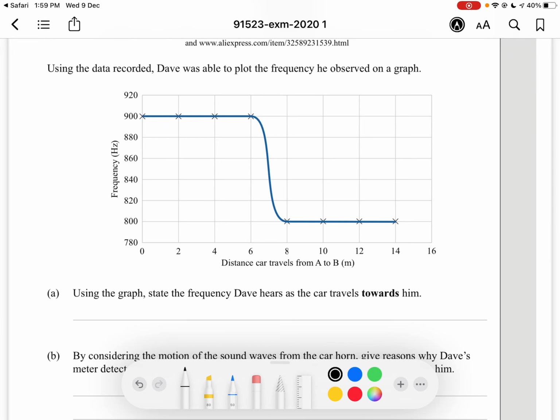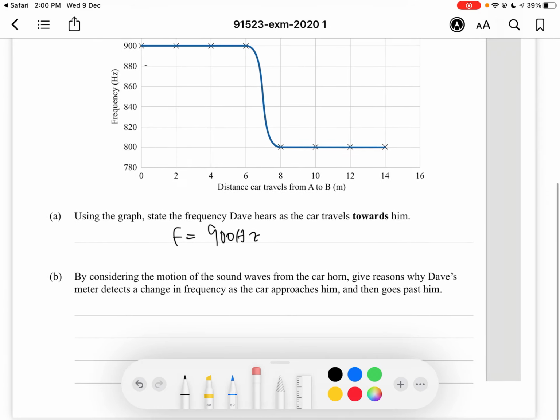Using the graph, state the frequency Dave hears as the car travels towards him. When the car is traveling towards him, he's going to hear a higher frequency due to the Doppler effect. So we're going to say that this is occurring at this stage here. So that's 900 hertz. Okay, so he hears 900 hertz at that point.